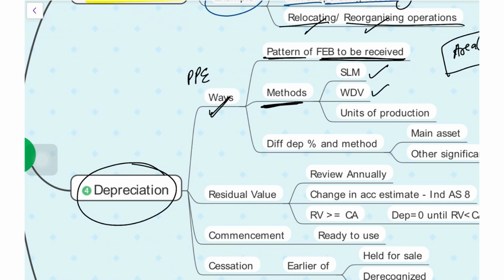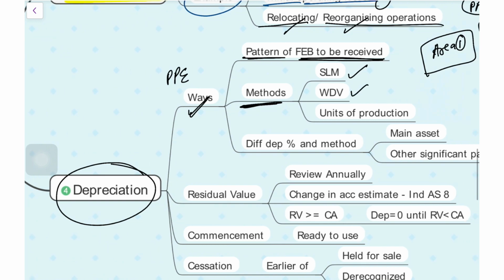There is the SLM method, that is your straight line method, the WDV method, written down value method, or your units of production method. In the SLM method, what happens? Every single year you depreciate the same amount. Okay, every year 10,000, 10,000, 10,000, 10,000. In the WDV method, what happens? You apply a similar percentage every year on the carrying value or the book value of the asset, whatever is left at the year end, and on that you depreciate.